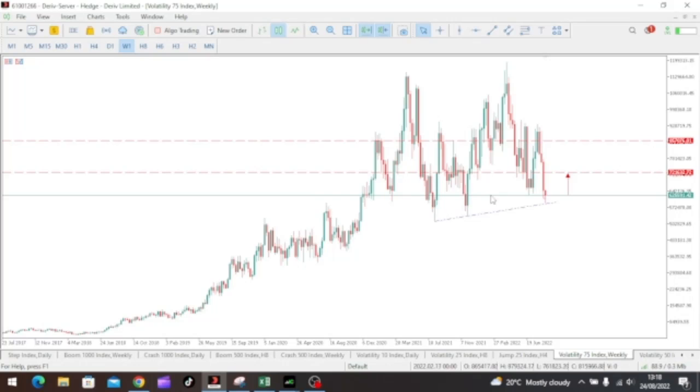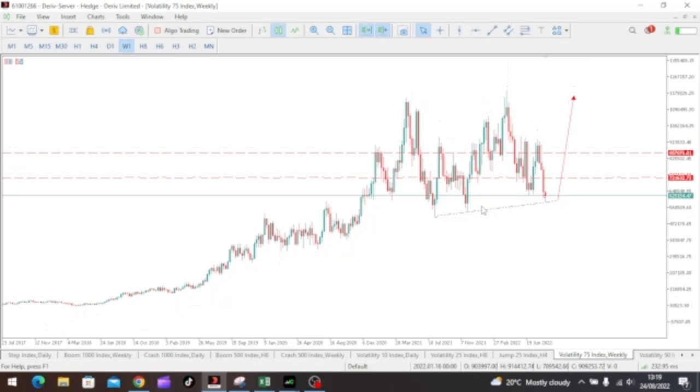an upward channel. But guess what? Price on this week's candle came and almost retested this line. So I still believe we still have more room for price to come and retest this again. But the general bias for this market is from this ascending channel, the next wave is definitely going to go up. You see that?